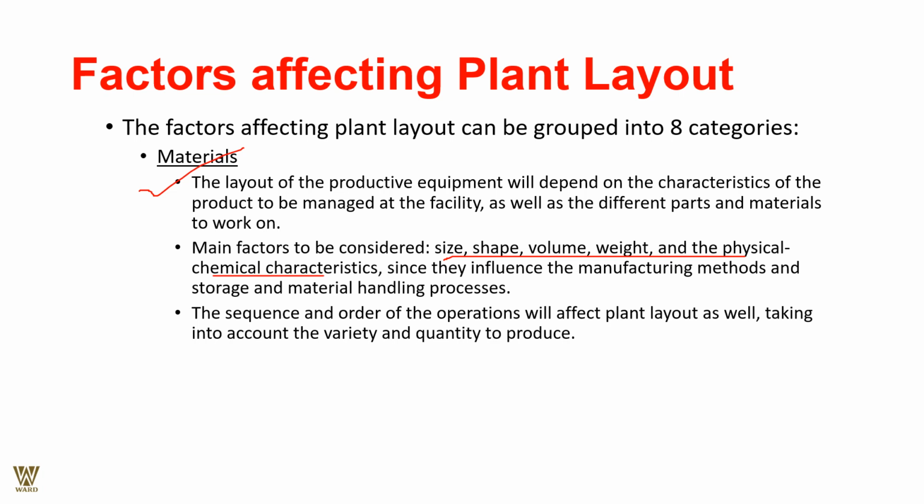Shape, size, volume, weight. Did I say about steel? It has chemical formulations. The cement, definitely yes. But car, does it come around it? Probably no, but there is an assembly line that comes around under the process part of it. The sequencing and order of the operation will affect the plant layout as well, taking into account the variety and quantity to produce.